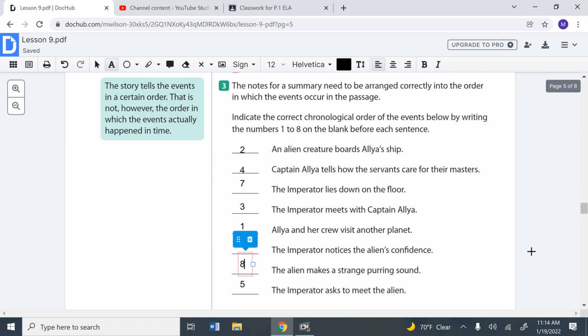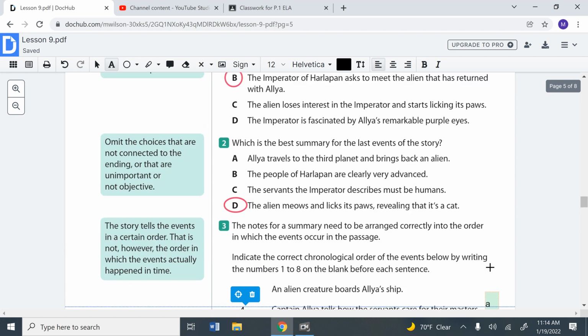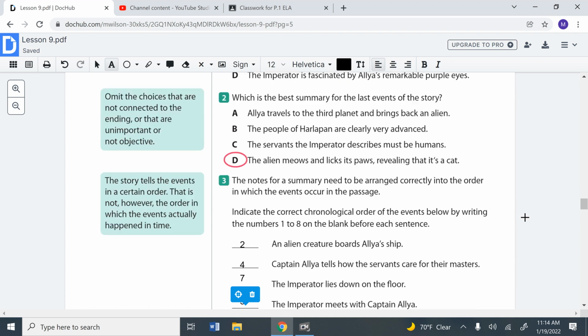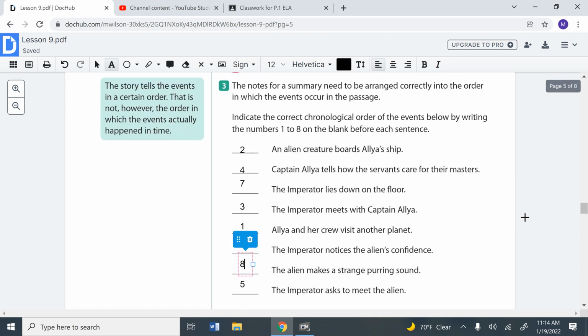Okay, so hopefully with this, you'll be able to put events in order for a summary and also be able to identify which would be best for a summary, basically based off of the character's setting and plot events, as well as objective tone. And go ahead and you can complete your independent practice for this on your own. At least you should be able to.